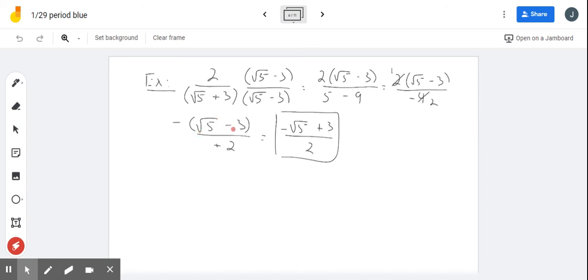So root 5 minus 3 is going to become negative root 5 plus 3 over a positive 2, and then we'd be simplified and rationalized. There's no perfect square factors other than 1 under the radical. There's no fractions under the radical, and no radicals in the denominator.